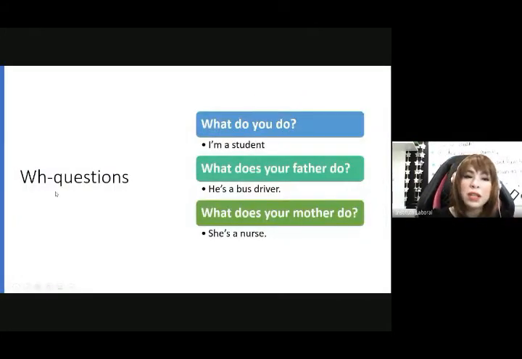So the question is, what do you do? Most of you are students, so you answer, I'm a student. But if someone asks you about the occupation of your father, the question is, what does your father do? Then you can answer, for example, he is a bus driver. If someone is interested in the occupation of your mother, they ask, what does your mother do? Then the answer is, she's a nurse, for example, or she's a teacher.